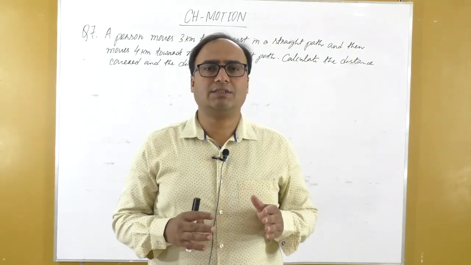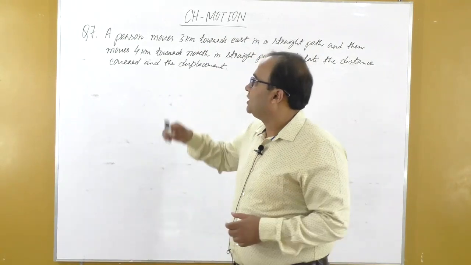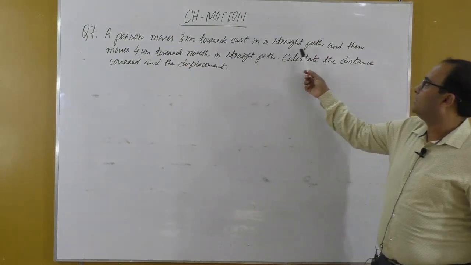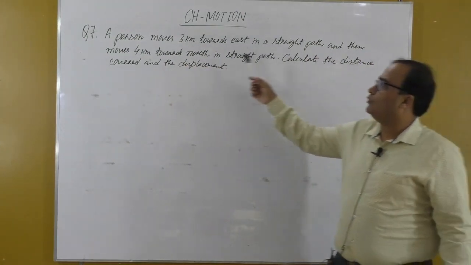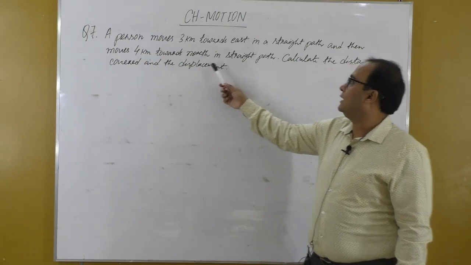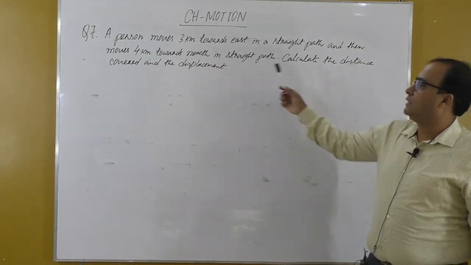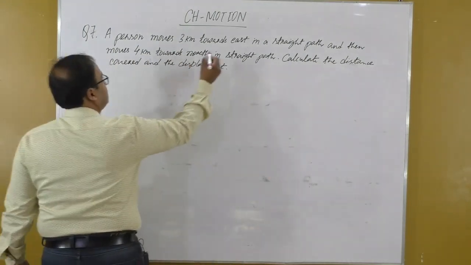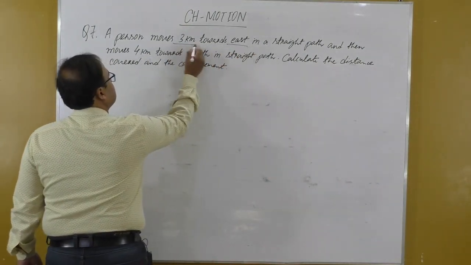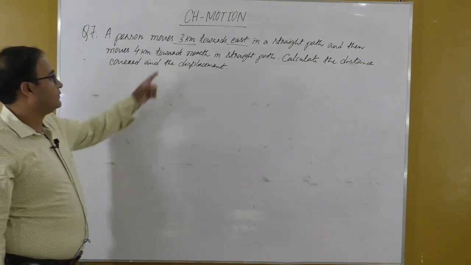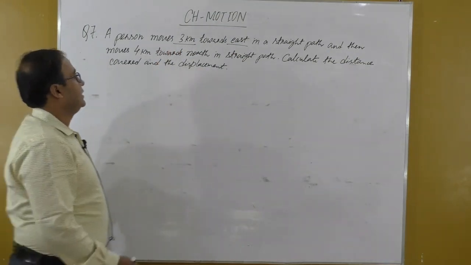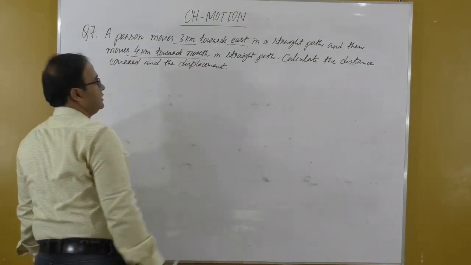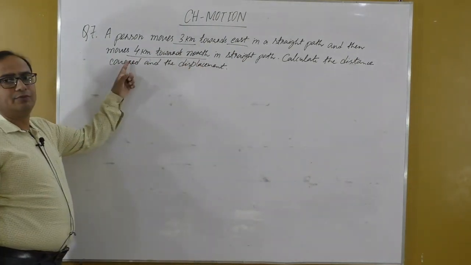Now we discuss question number 7, and the question given here: a person moves 3 km towards east in a straight line path and then moves 4 km towards north in straight path. Calculate the distance covered and the displacement. So person first moves towards east, and here the straight path, so displacement is 3 km, and second, the person moves 4 km towards north in the straight path, displacement is 4 km.